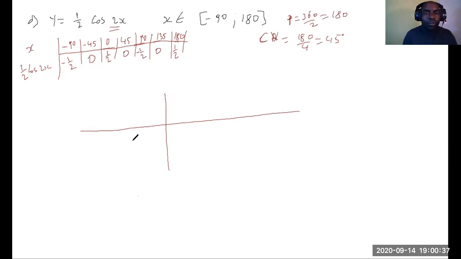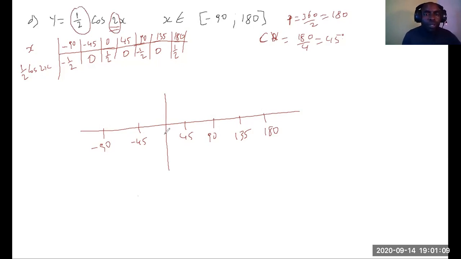This is the minus 45, and this is the minus 90, and this is the 45, 90, 135, 180. So now from this question we see this indicates a change of period, and this indicates the amplitude, which is a half.